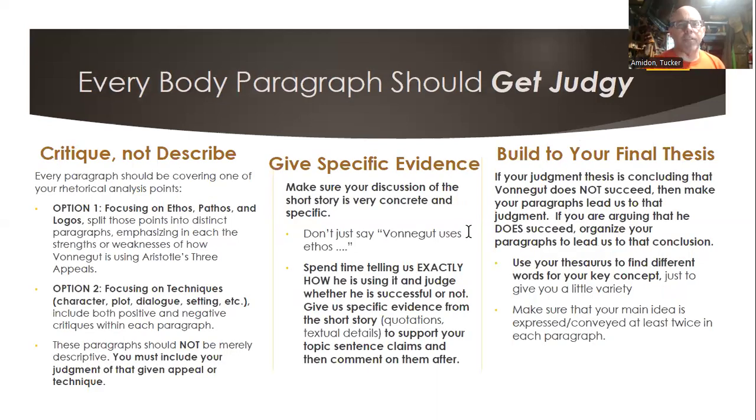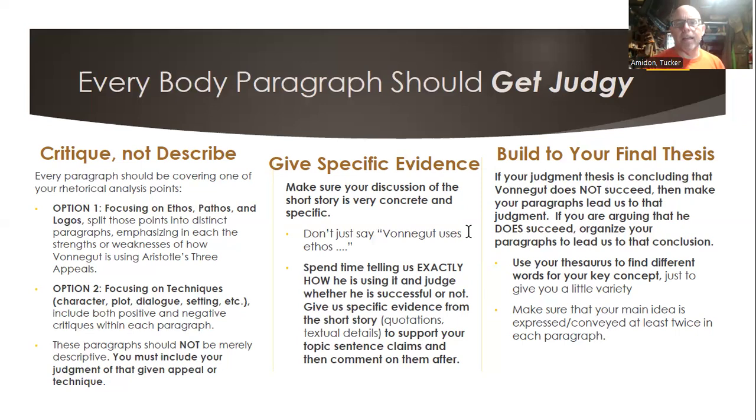In your body paragraphs, get judgy. Depending on what structure you're going with, are you going with ethos, pathos, logos, and you've kind of split that up over 5 body paragraphs, following suggestions that I gave you in earlier modules? Or are you going on writing techniques and devices, character, plot, dialogue, that kind of thing? But again, 5 paragraphs. These are analytical points that you are using to pick apart what Vonnegut is doing.